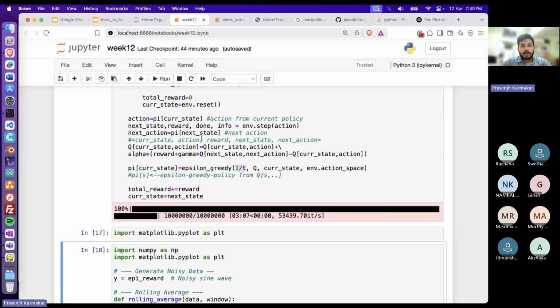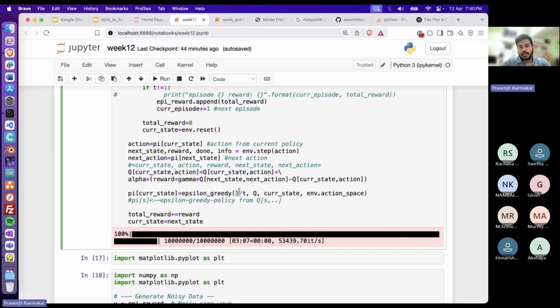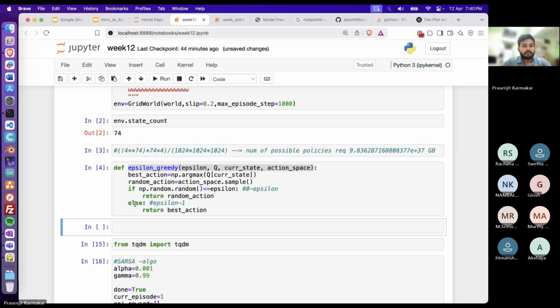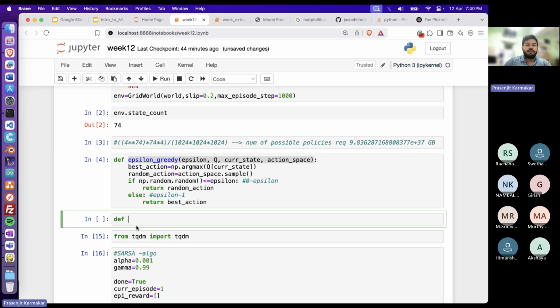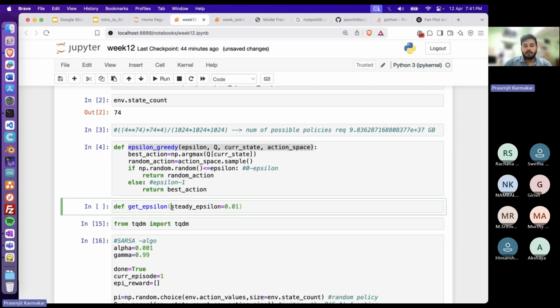Now with 1 over t, our approaches are like this. Now let's control this epsilon. So epsilon, let's make a function here that basically takes t and gives you epsilon. Okay. So get epsilon, with min epsilon, and let's say max epsilon is always 1, right? Steady epsilon, let's start with 0.01, 1% at the end. Okay, start with 1, obviously.